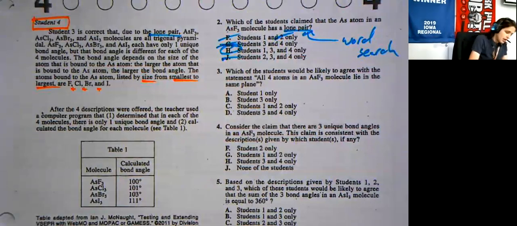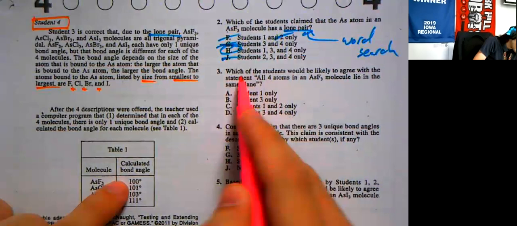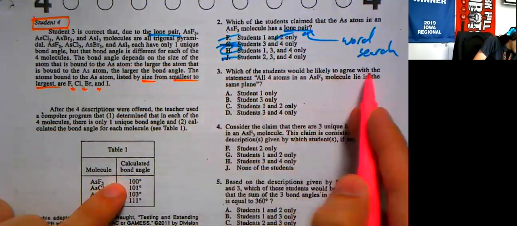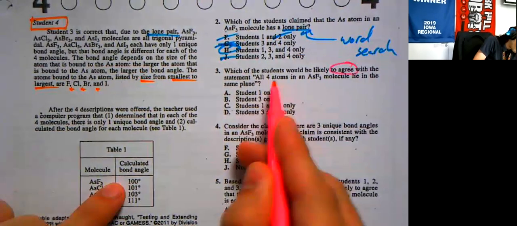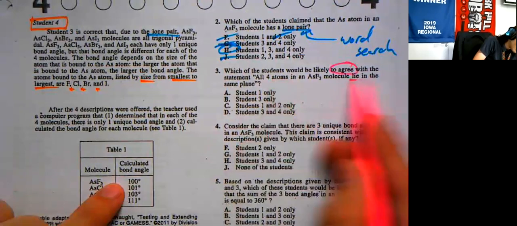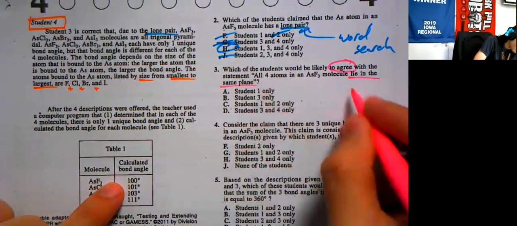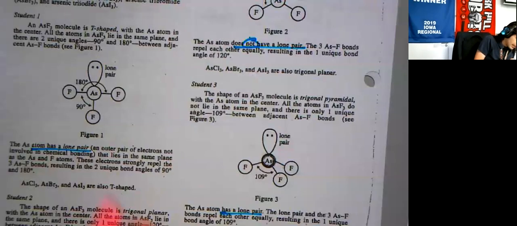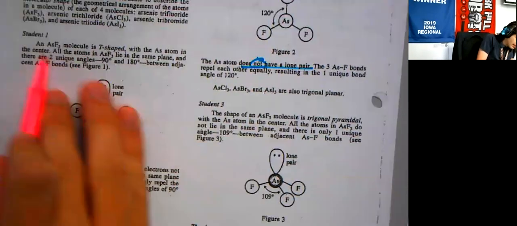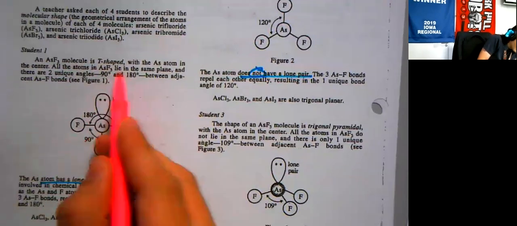Okay. Number 3, which of the students would be likely to agree with the statement, all 4 atoms lie in the same plane? I'm going to probably search for that. Lie in the same plane. All the atoms lie in the same plane.